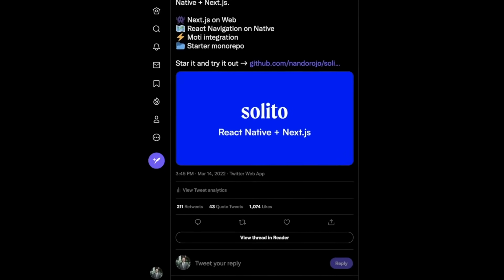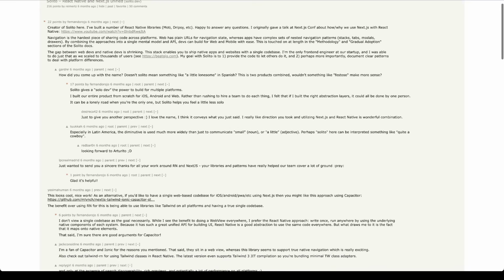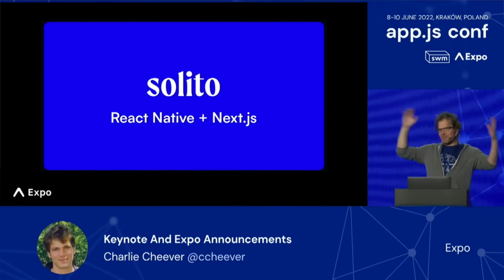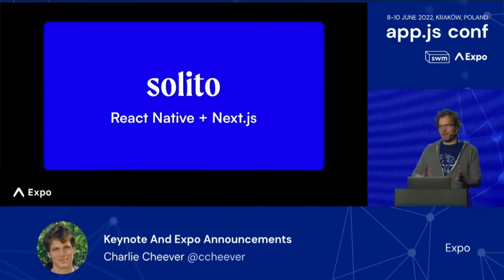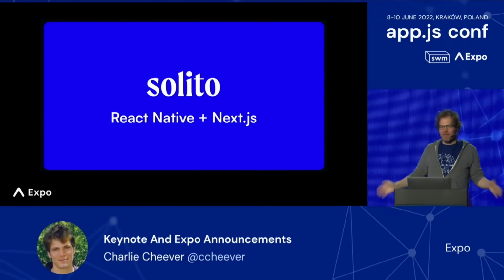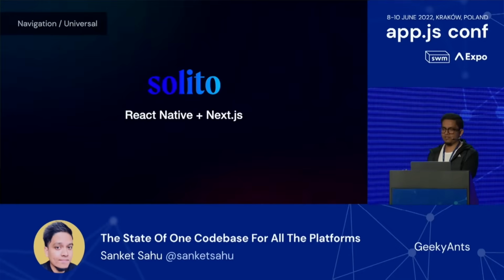On the night of releasing it, Solito made its way up to number 3 on Hacker News. Then, in June, Charlie Cheever announced that Expo would be treating the web as a first-class citizen, and would prioritize the Solito stack as its way of doing things for the web. So let's look at some code.